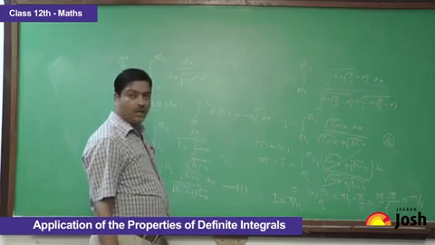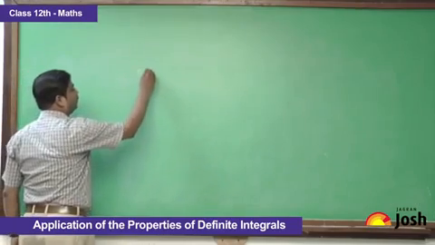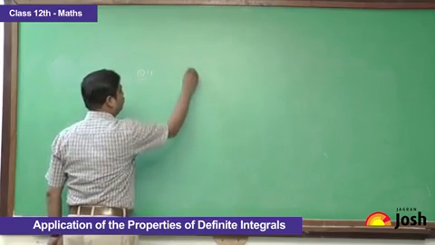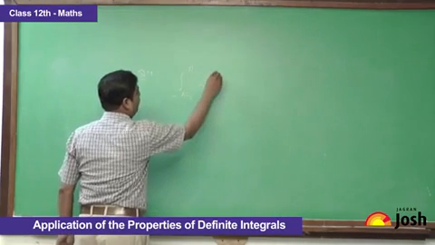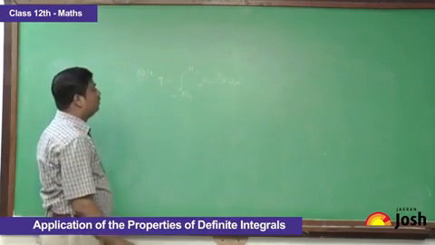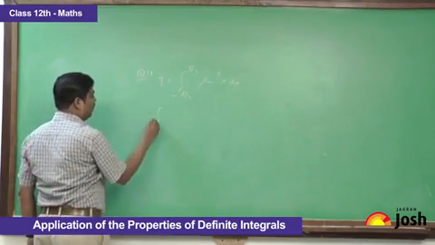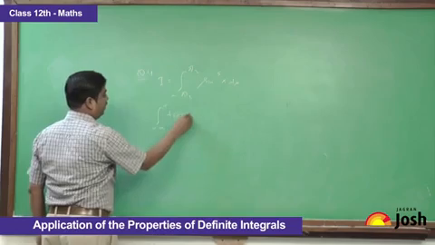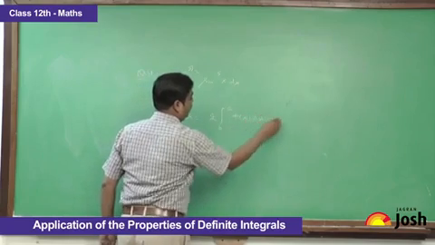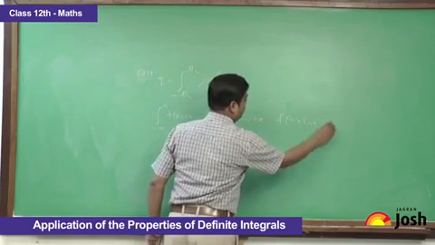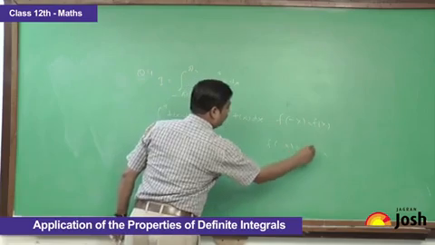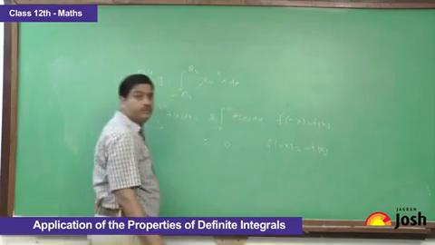Now, let us consider another example. Take question number 4: minus pi by 2 to pi by 2 sine to the power 5x dx. Now, we know that integral minus a to a f(x) dx is equal to 2 times integral 0 to a f(x) dx if function f(x) is an even function. However, this becomes 0 if it is an odd function.